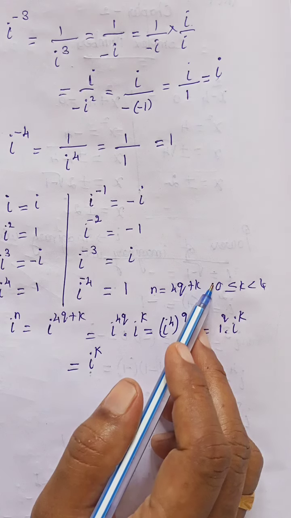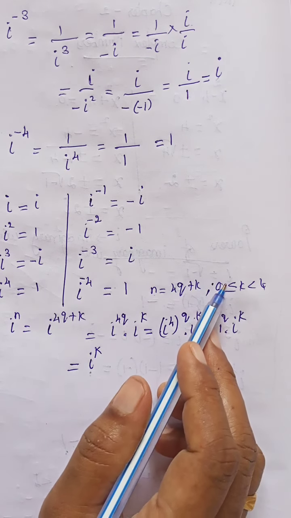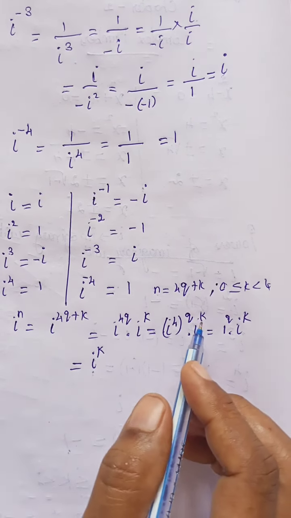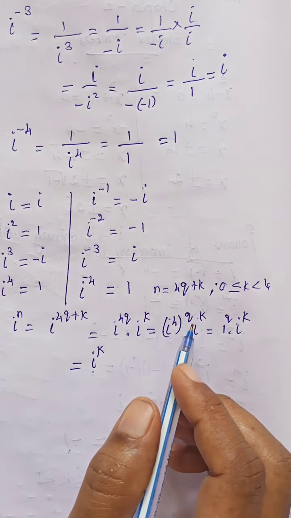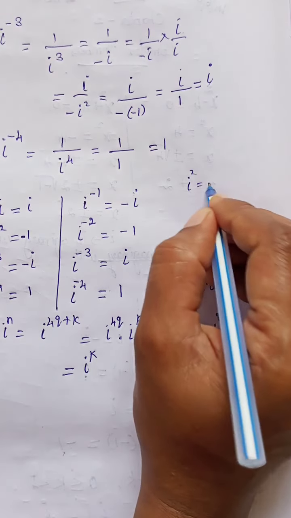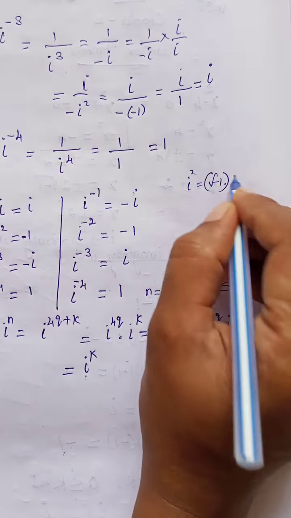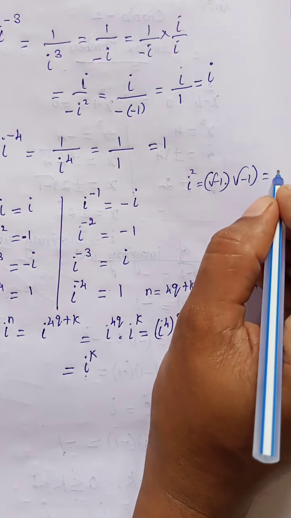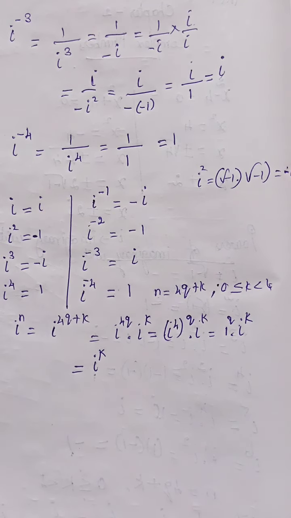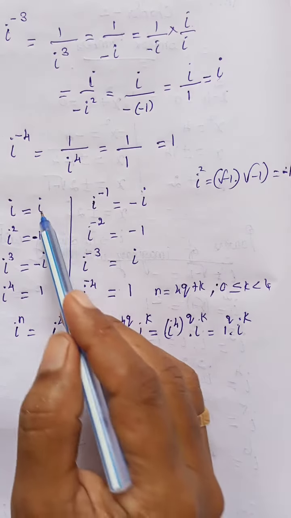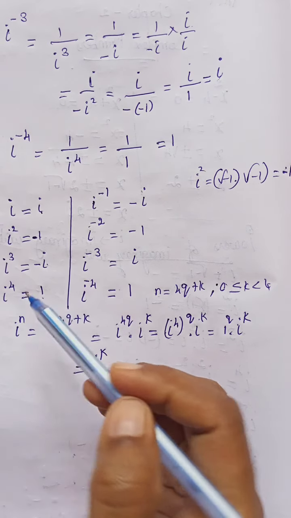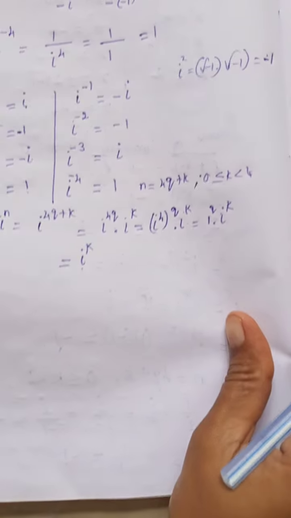If it is i^0, we know that is 1. i^1 is i, i^2 is minus 1, i^3 is minus i, and i^4 is plus 1. See, i^2 is i square, root minus 1 into root minus 1, that is minus 1, not plus 1, minus 1. So the four values are i, minus 1, minus i, plus 1.